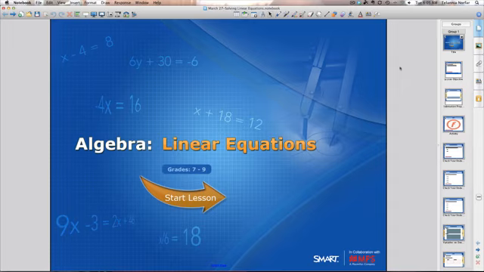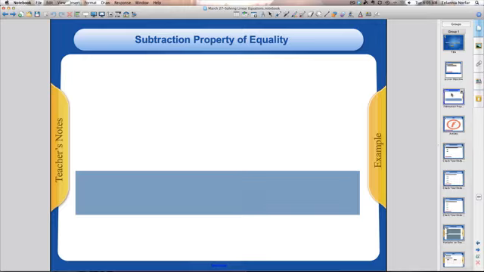Okay, so yesterday we started with the basics, and we're going to continue to practice that today, but add one little level to it. So let's get started. Many of you may not know about the subtraction property of equality, but some of you might. So pause the video and write what you think the subtraction property of equality is. Unpause when you're done.